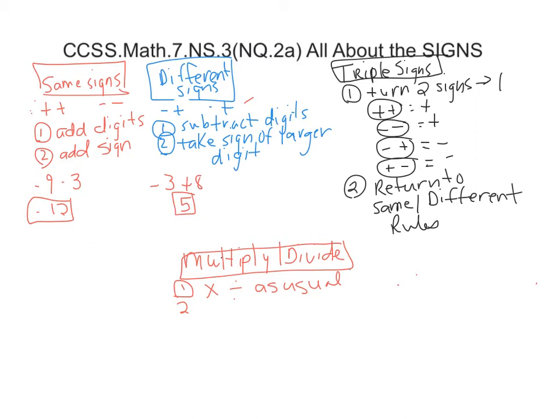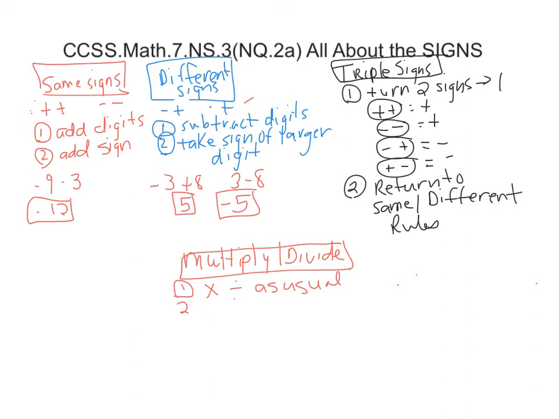And conversely, if I have 3 minus 8, I still subtract the digits, and I get a 5. And 8 now is a negative, and it's the larger digit, so I'm going to take that sign. So that's the answer. Those two rules work for different signs.